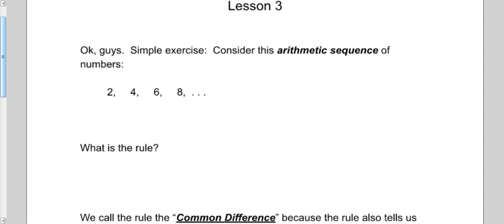I want to go back to our original sequence. Simple exercise. Consider this arithmetic sequence. Hence, the purpose of the lesson. We are bringing in a couple of new terms. Okay. So, I will get to what arithmetic sequence is, but first, what's the rule? What is the rule for this sequence? 2, 4, 6, 8, so on and so on and so on.